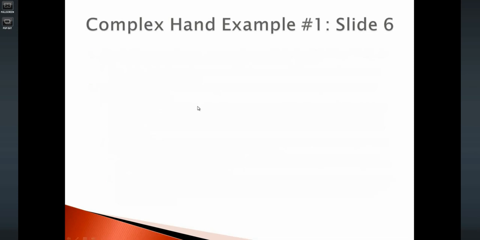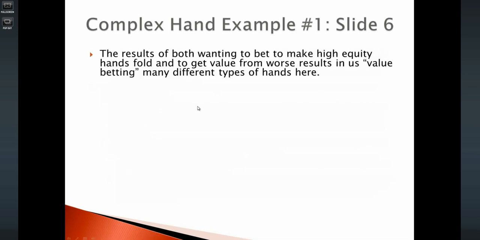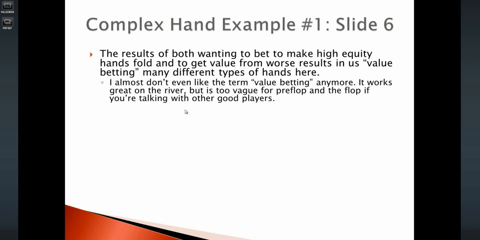Slide 6. The results of both wanting to bet to make high equity hands fold and to get value from worse hands results in us value betting many different types of hands here. I almost don't even like the term value betting anymore. It works great on the river, but is too vague for pre-flop and the flop if you're talking with other good players. Okay, so I know I'm going to use the term value betting in future videos.